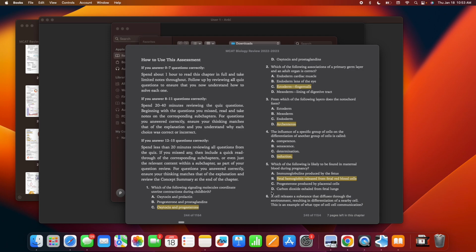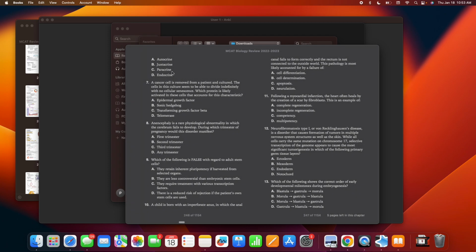A cell releases a substance that diffuses through the environment, resulting in differentiation of a nearby cell. What type of cell communication is this? Nearby cell. This is paracrine. So we go with this.